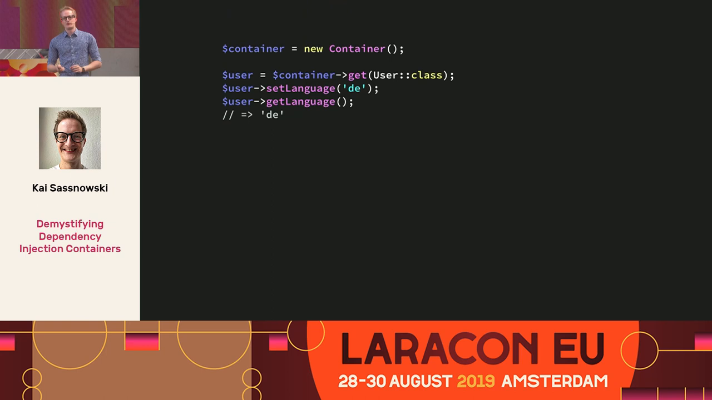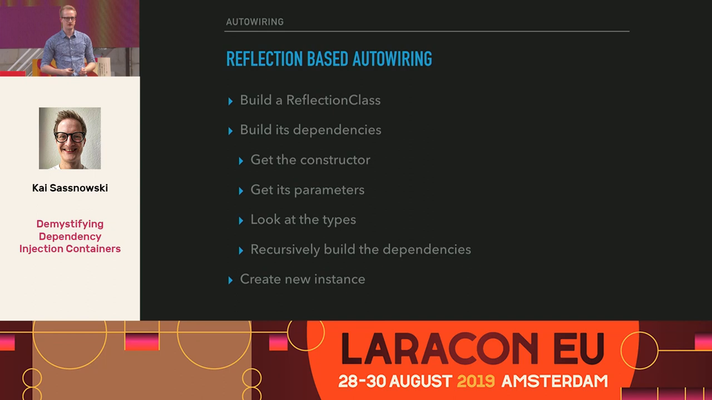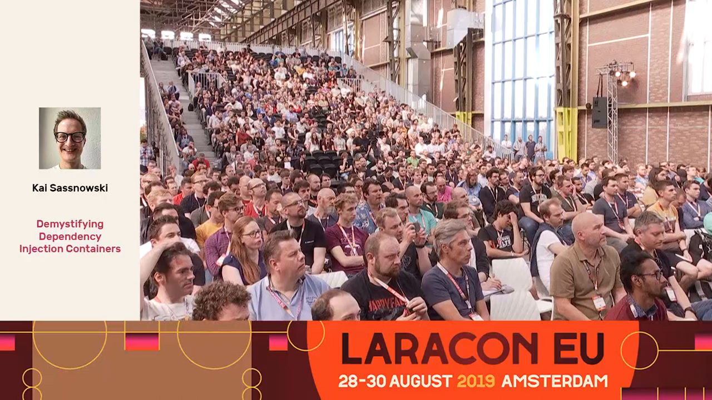And the way this works, at least one implementation, the one that Laravel uses, is reflection-based auto-wiring, and this is the basic recipe. We're going to go through it step by step. First, you build a reflection class of whatever class you're trying to instantiate. Second, and here's the recursive step, you build its dependencies. How do you build its dependencies? You get its constructor, you look at the parameters of the constructor, and then you look at the type hints of those parameters. And then for each of those type hints, here's the recursive step, you build that class. And you go back to the top. And you do that until you've built everything. And then you finally create a new instance from this reflection class with these parameters. So let's go through this one by one.